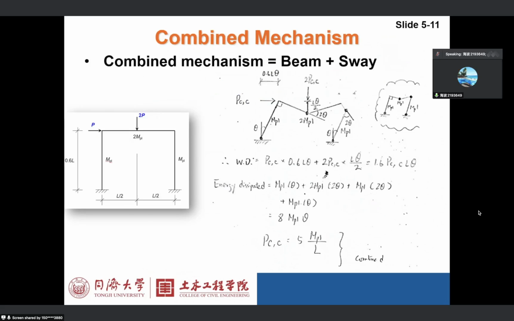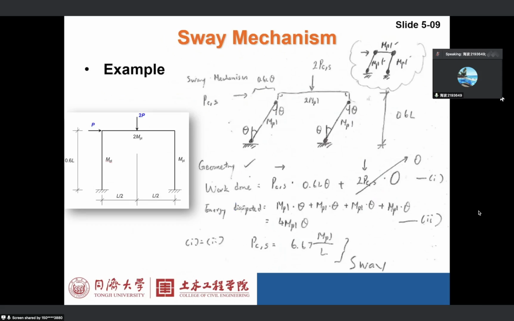Hello, sir. Yeah. Please, I have a question. I want to ask, why don't we consider the sign convention of the angles? I mean, for the plastic hinges, as you know, if the angle is opening or closing, the signs are not the same. And if, for example, I want to add the plastic hinge of the beam mechanism and sway mechanism, don't we have to consider whether the sign is positive or negative?